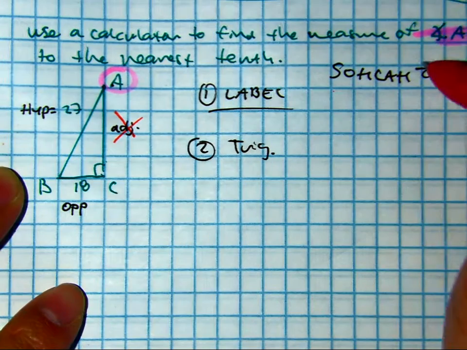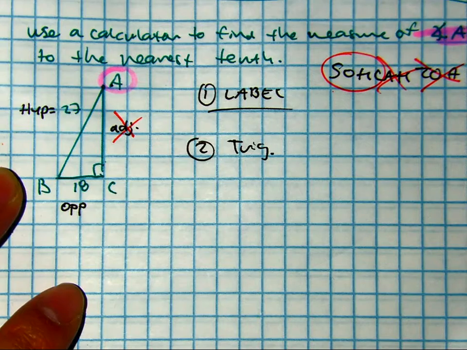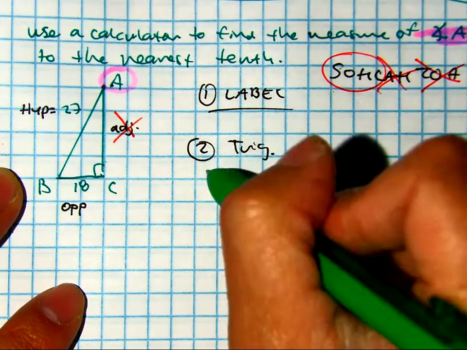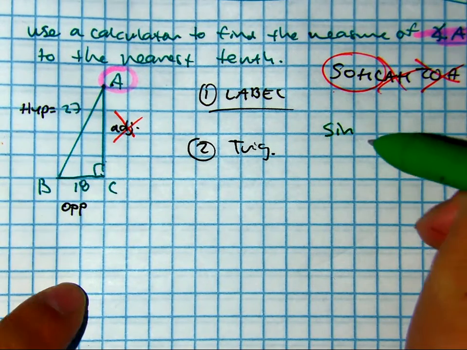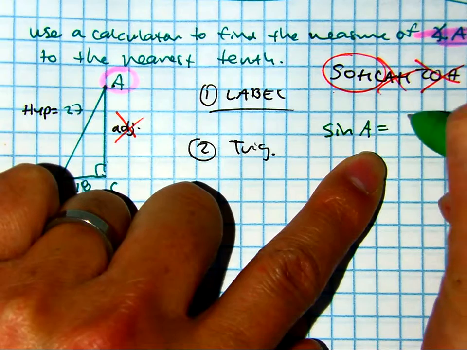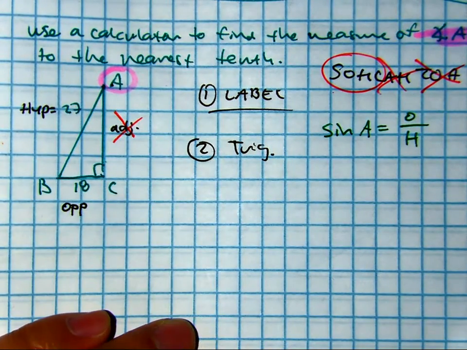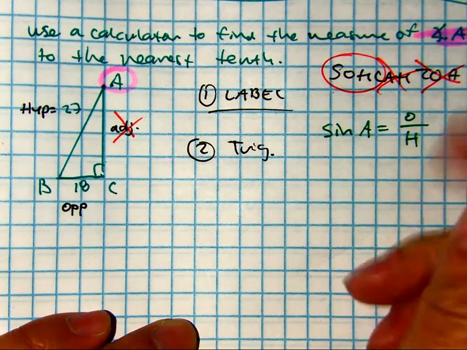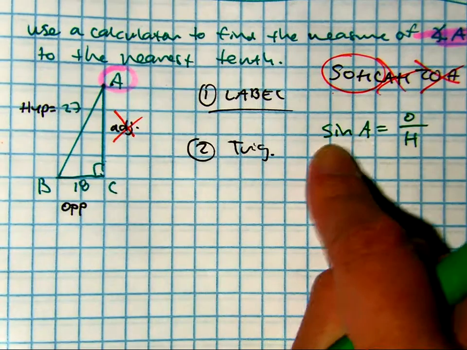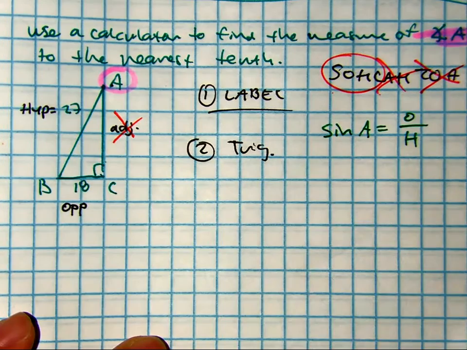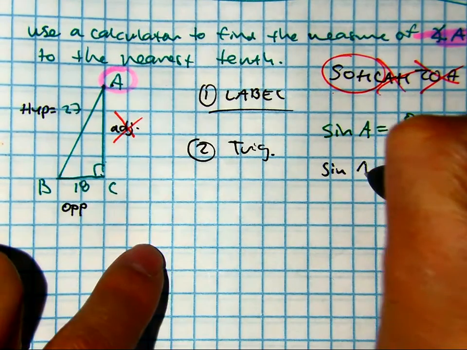Let's go ahead and write our sine of an angle. Our angle is A, equals the opposite over the hypotenuse. A couple of geometry notes: capital letters are angles, and the trig function is always next to an angle. And then I have sine of A equals the opposite side, which is 18, over the hypotenuse, which is equal to what?